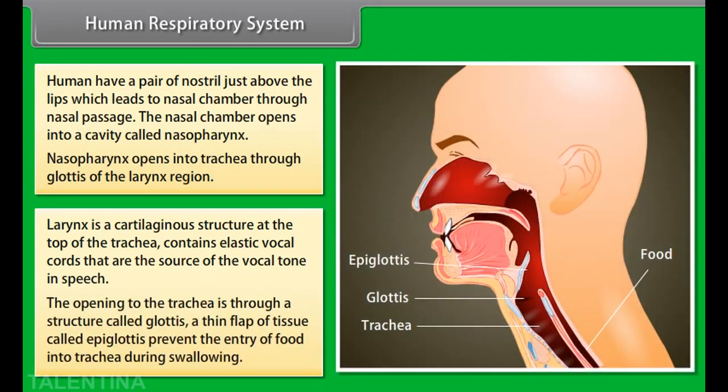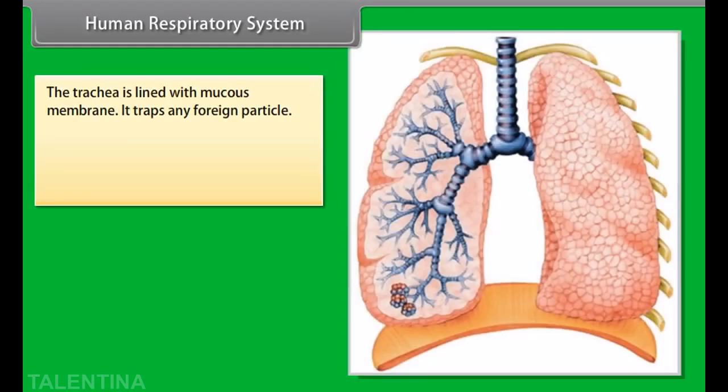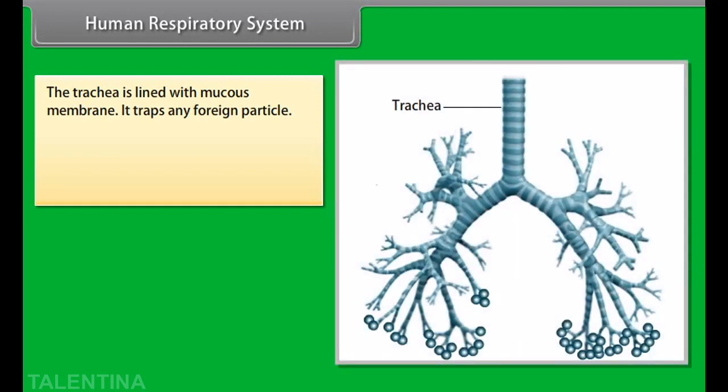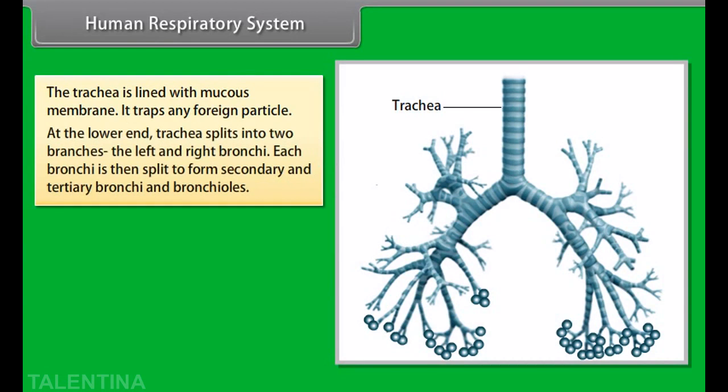The opening to the trachea is through a structure called glottis. A thin flap of tissue called epiglottis prevents the entry of food into trachea during swallowing. The trachea is lined with mucous membrane. It traps any foreign particles. At the lower end, the trachea splits into two branches, the left and right bronchi.